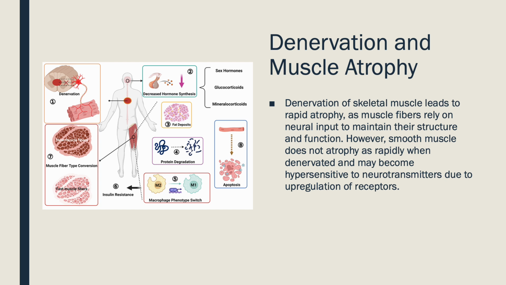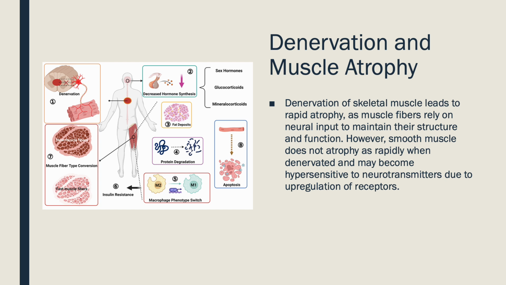Denervation occurs when the nerve supply to a muscle is lost, and this will result in a rapid atrophy of skeletal muscle fibers. These fibers rely on a regular neural input to maintain their structure and function, and without it, the muscle will begin to degrade fairly quickly, and this will lead to muscle wasting and weakness. This process happens relatively quickly in skeletal muscle when you contrast that to smooth muscle. Smooth muscle can also be affected by denervation, but it atrophies slower and becomes hypersensitive to neurotransmitters because of receptor upregulation.